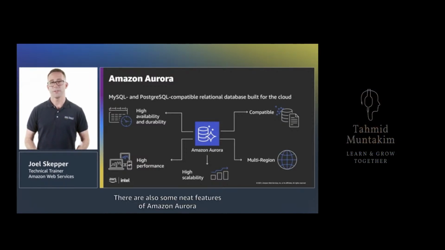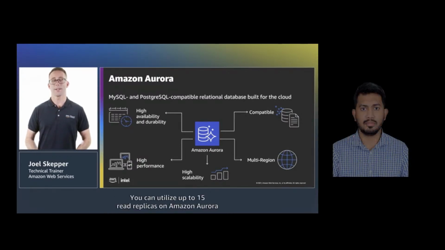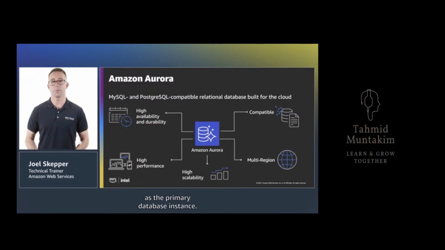There are also some neat features of Amazon Aurora that set it apart from other relational databases. Aurora has a distributed, fault-tolerant and self-healing storage system. The data blocks are continuously scanned for issues and repaired automatically. You can utilize up to 15 read replicas on Amazon Aurora across multiple availability zones, which share the same underlying storage volume as the primary database instance. This enables really great read scaling and high availability for your applications.